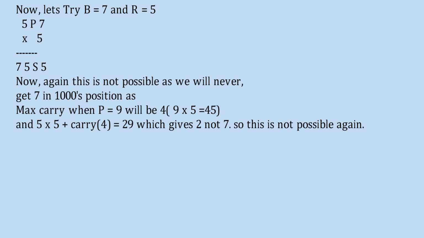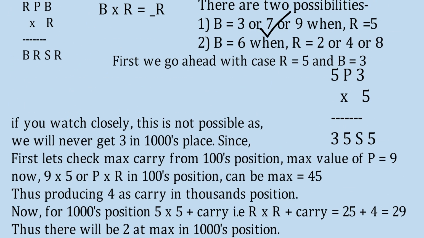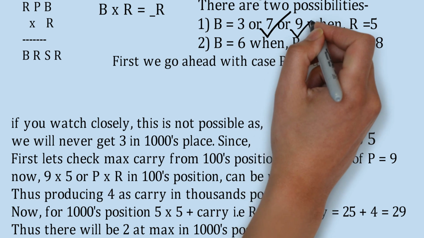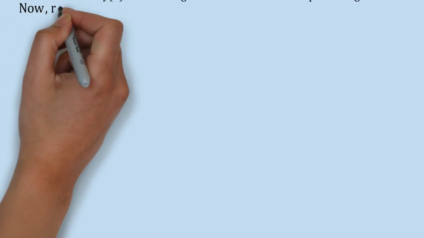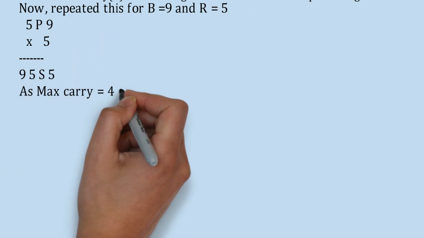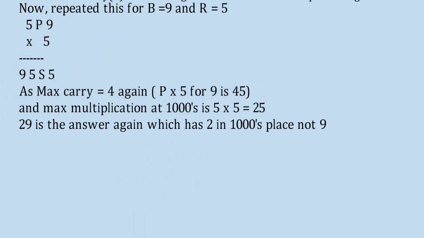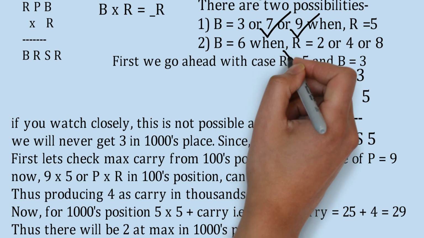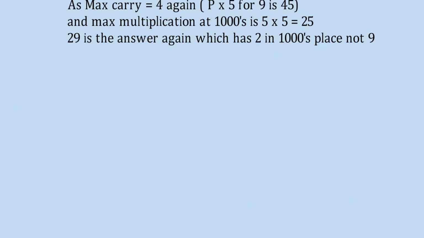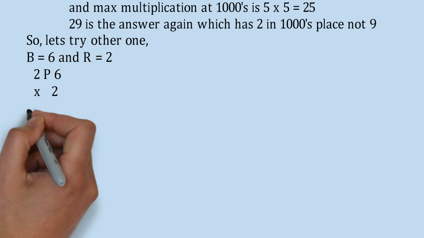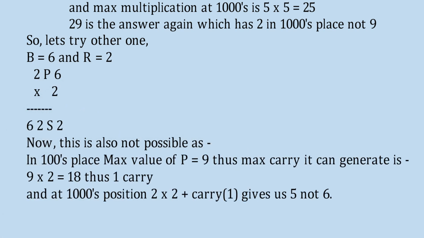Let's watch the third case, b equal to 9 when r equal to 5. Now if you repeat this, the maximum carry is again 4. So 9 is not possible at the thousandth place for this case also. Next, try for another case now. Case number 2. B equal to 6 and R equal to 2. So it becomes 2p6 into 2 gives 62s2.